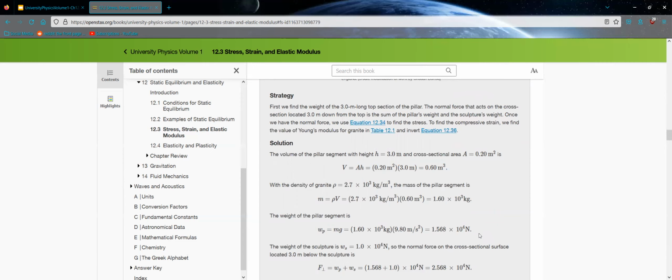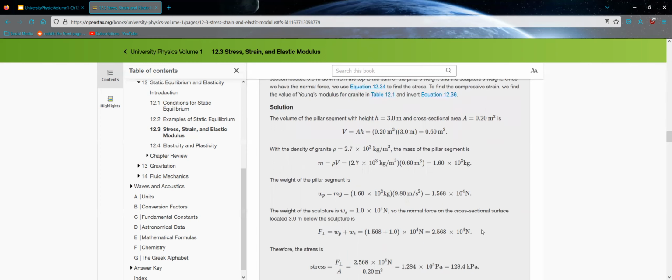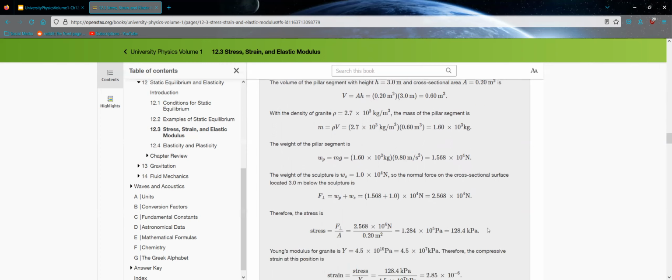The volume of the pillar section is given by the height times the cross-sectional area, of course. So the thing's 3 meters tall, has cross-sectional area of a fifth of a meter squared. That gives us a volume of 0.6 cubic meters. Given some density, we can figure out therefore the mass of that top section of the pillar at 1.6 times 10 to the third kilograms, meaning the gravitational component of that is 1.568 times 10 to the fourth newtons of force being applied to that middle cross-sectional area.